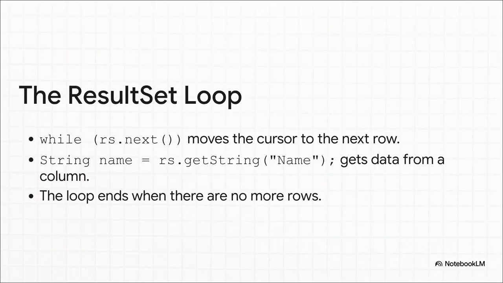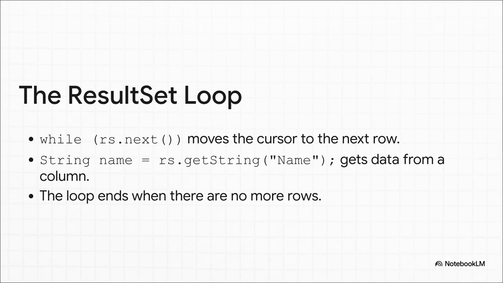And this is the classic way you get the data out of it. You use this while loop. The magic is in rs.next(). Every time the loop runs, it tries to move that cursor to the next row. If it succeeds, it returns true, and your code inside the loop runs. Inside, you can grab data from that row using methods like getString("Name") or getInt("Marks"). The loop just keeps going, row by row, until rs.next() can't find any more rows and returns false.